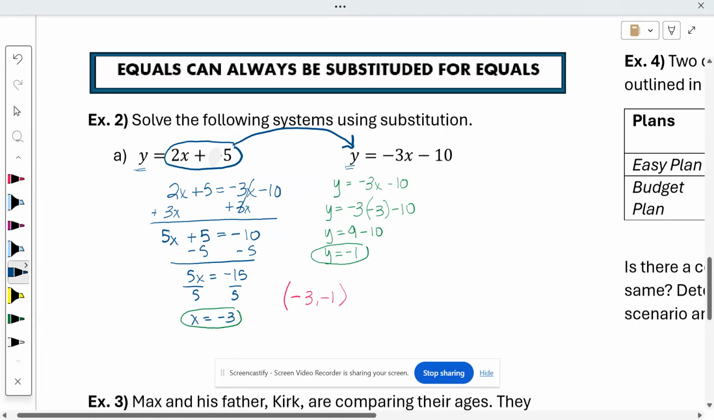Now, it's important that you always check your solutions. So I'm going to check the ordered pair negative 3, negative 1 in both equations and make sure it works.